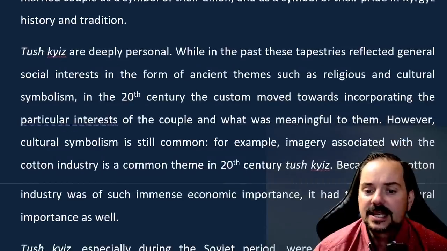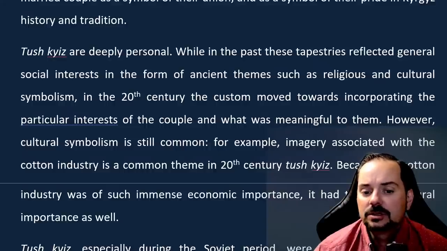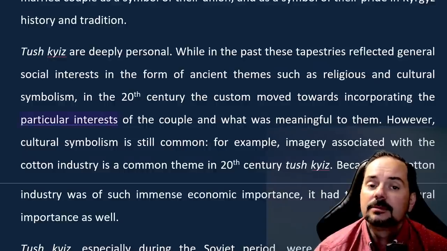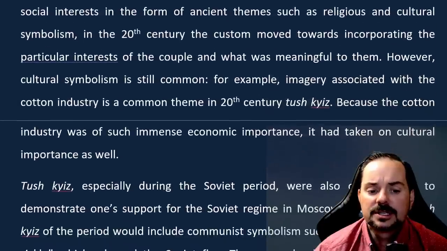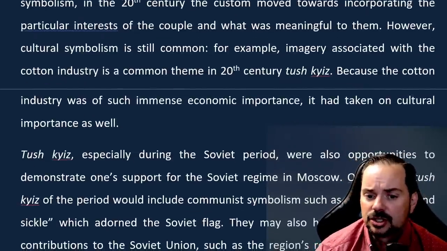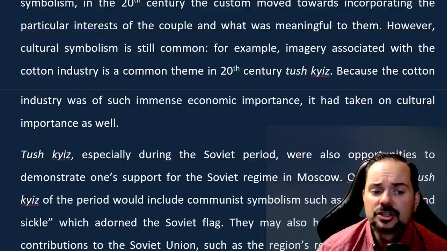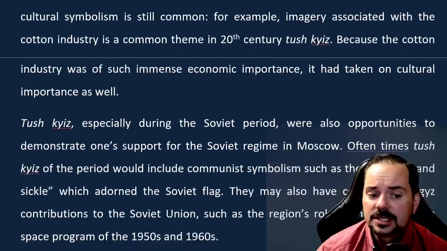While in the past these tapestries reflected general social interest in the form of ancient themes such as religious and cultural symbolism, in the 20th century the custom moved towards incorporating the particular interests of the couple and what was meaningful to them. However, cultural symbolism is still common. For example, imagery associated with the cotton industry is a common theme in 20th century tush kiz. Because the cotton industry was of such immense economic importance, it had taken on cultural importance as well.